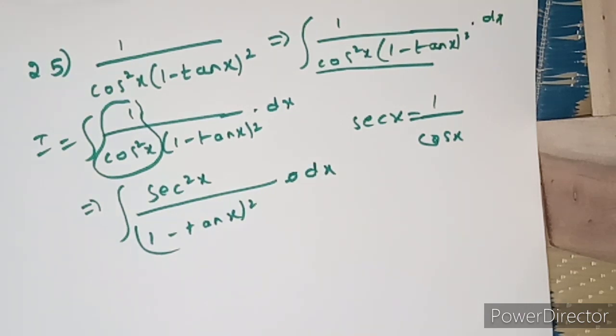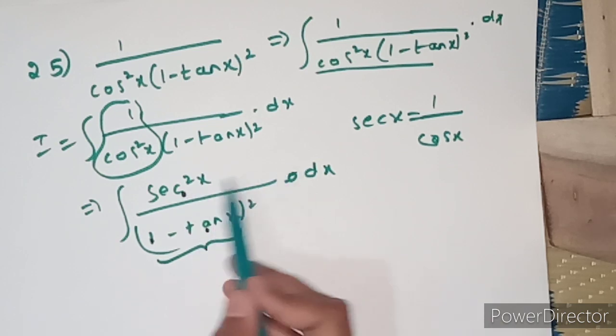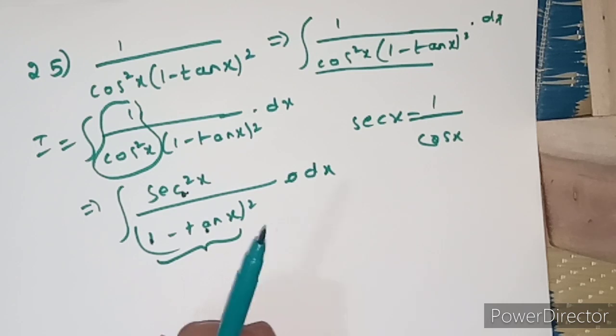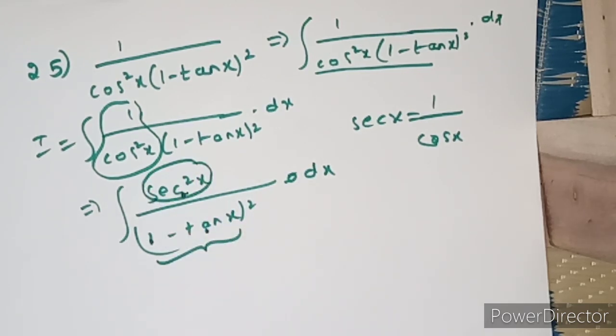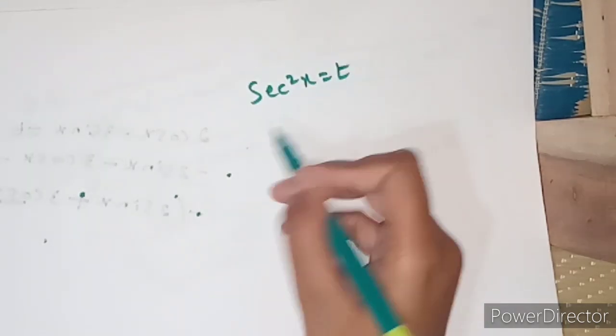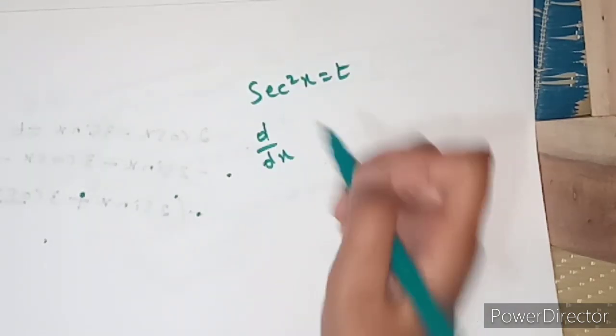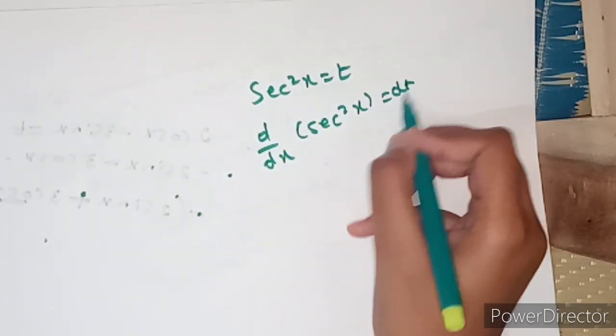Now what we have to do? We have to choose one function as t, right? So if I take this function as t, derivative of 1 is 0 and derivative of tan x is secant square x. So we can solve the integral very easily. If I take this secant square x as t, so secant square x is equal to t, right? d by dx of secant square x is equal to dt upon dx.